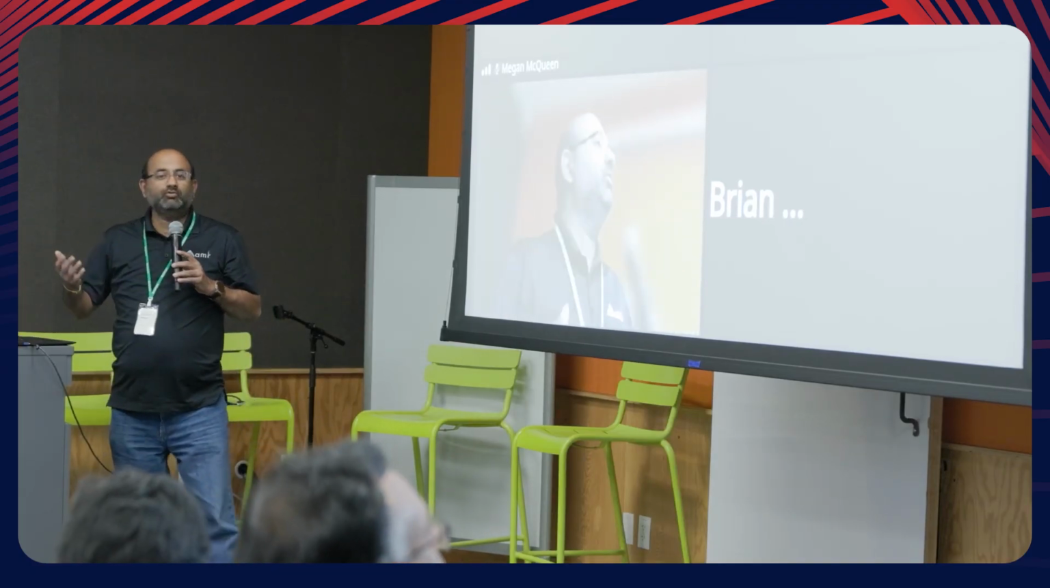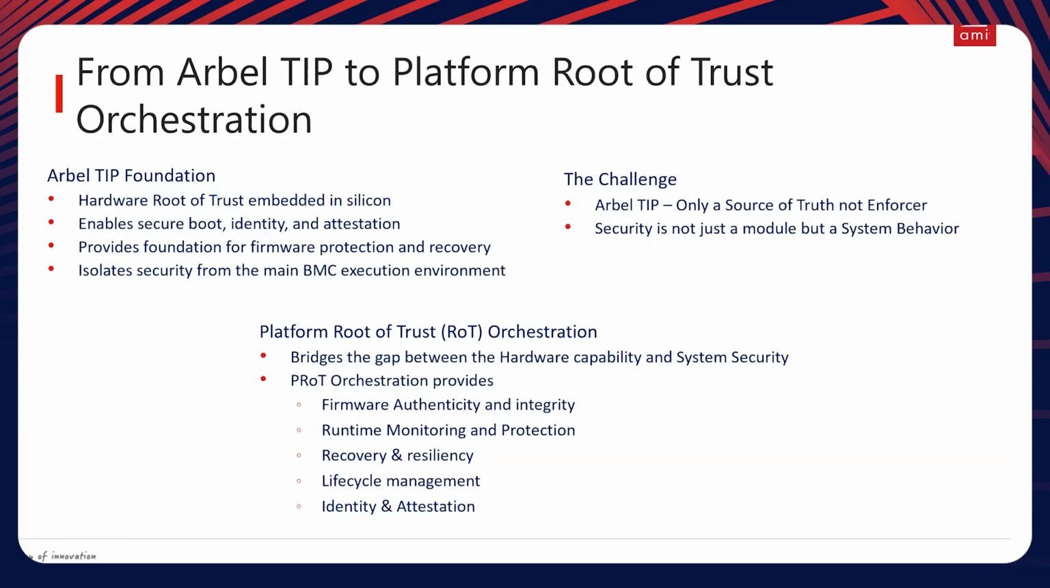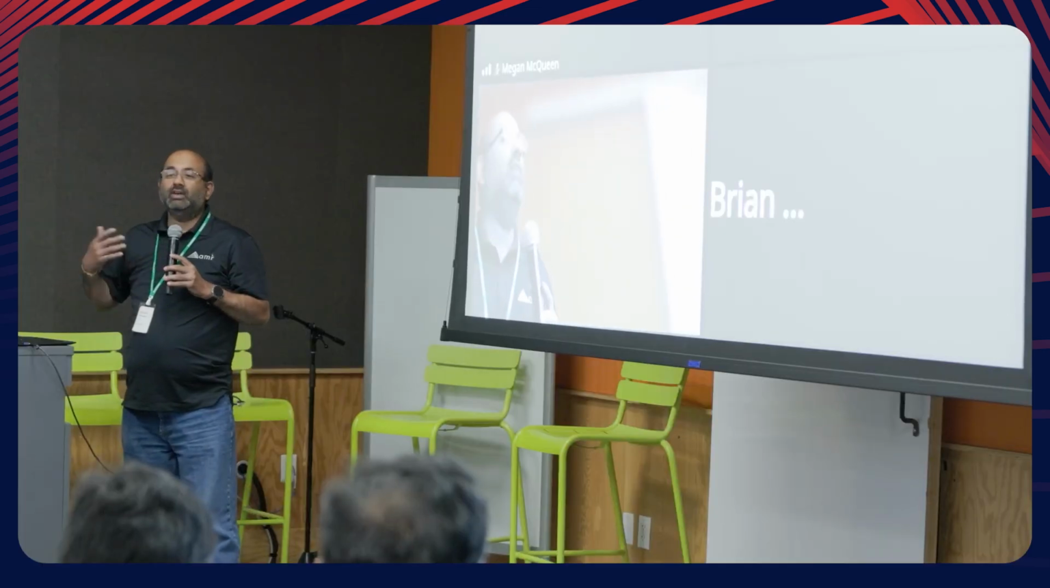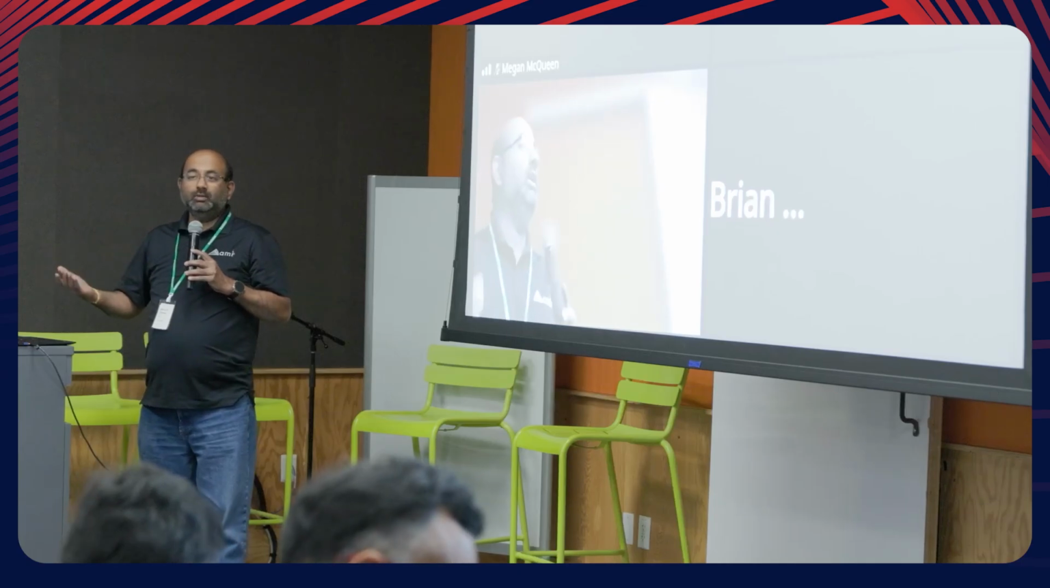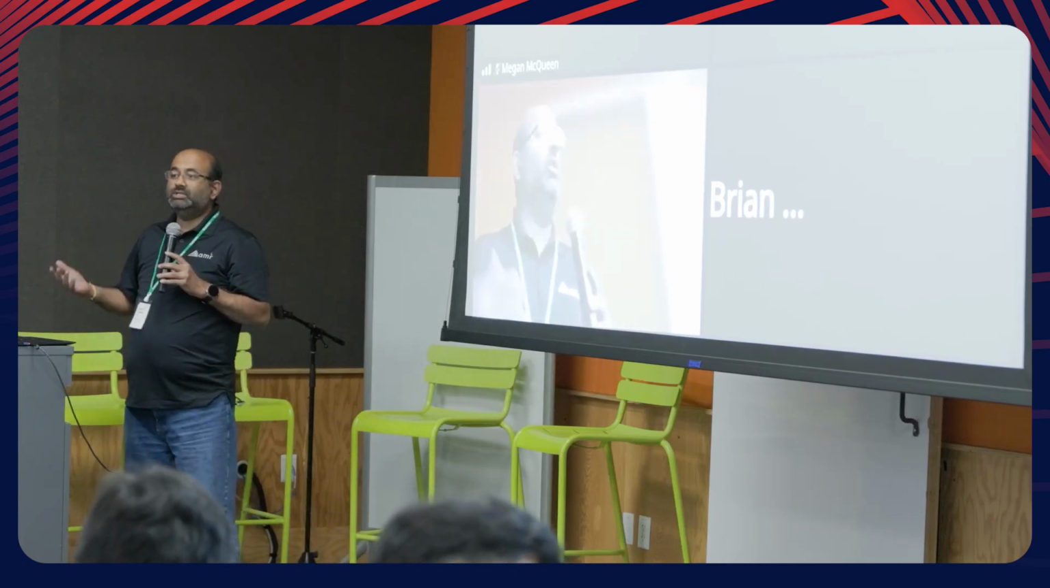As part of the root of trust orchestration, you get firmware authentication and establishing the integrity of the firmware, runtime monitoring like Hila indicated, and protection as part of SPI filtering and SMBus filtering. You have recovery and resiliency: in the event firmware is compromised, you need to be able to recover it. And you have lifecycle management, so you have secure update, key management, OTP enablement, and device ownership transfers. All these need to be done.